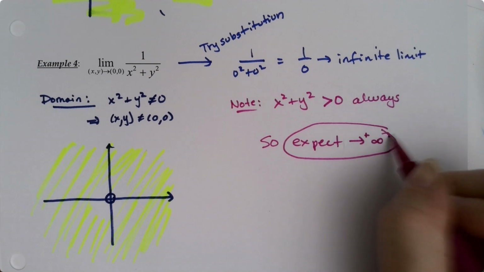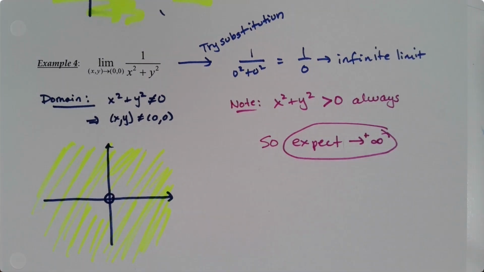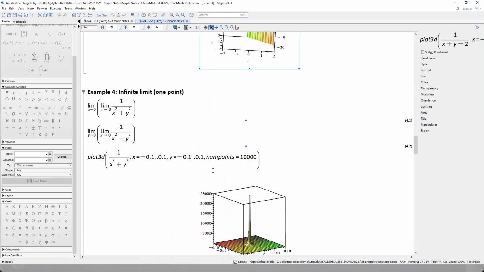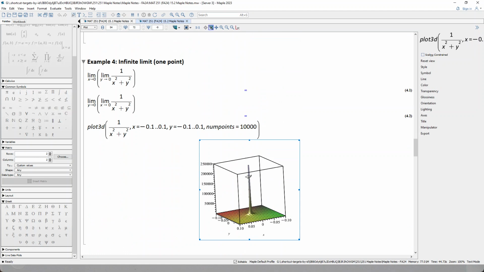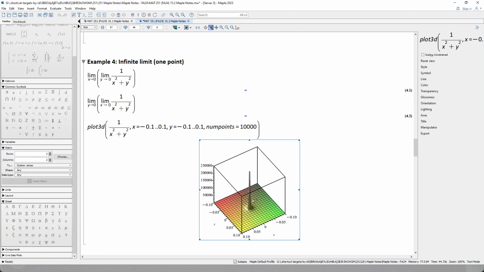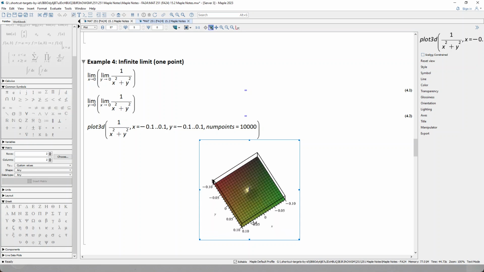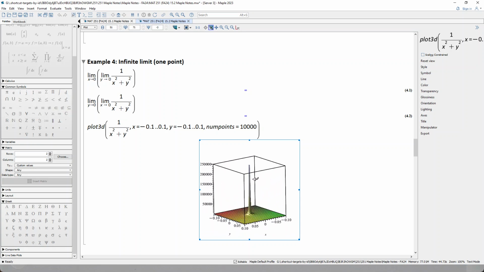Now let's prove ourselves correct with the Maple graph. There it is. Look at that thing. It's at 250,000. It's huge. It's definitely shooting off towards infinity as we head towards the origin. So it's doing exactly what we expect.